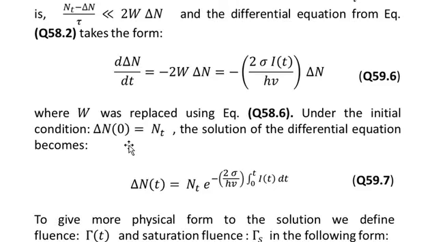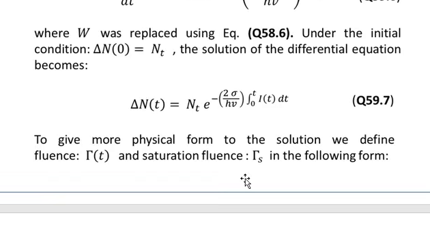The solution of the differential equation shown in equation number 59.6 under this initial condition becomes, as shown in equation number 7, delta n as a function of t equal to nt multiplied by e to the power minus 2 sigma over h nu, multiplied by the integral from 0 to t of I of t dt.